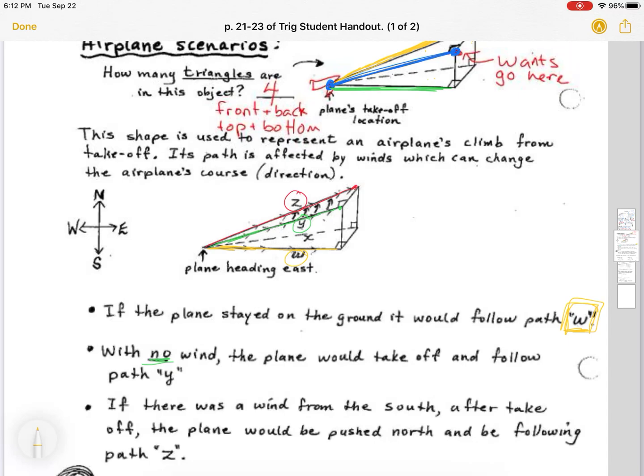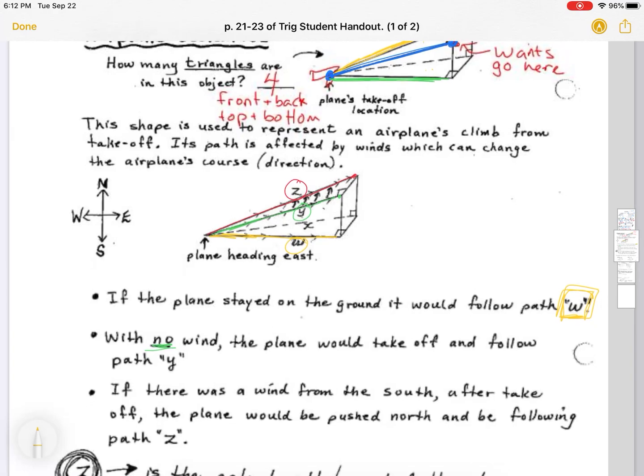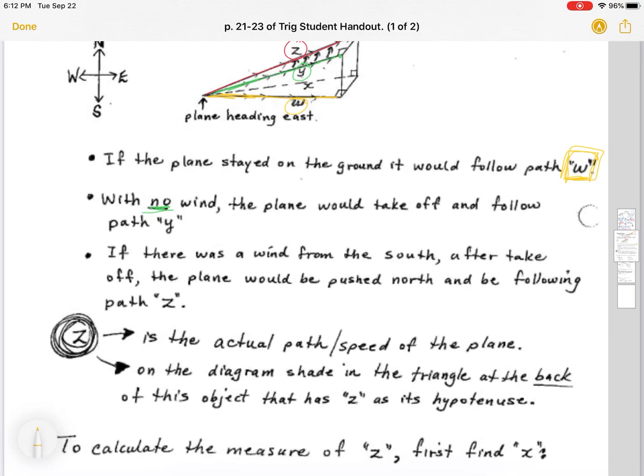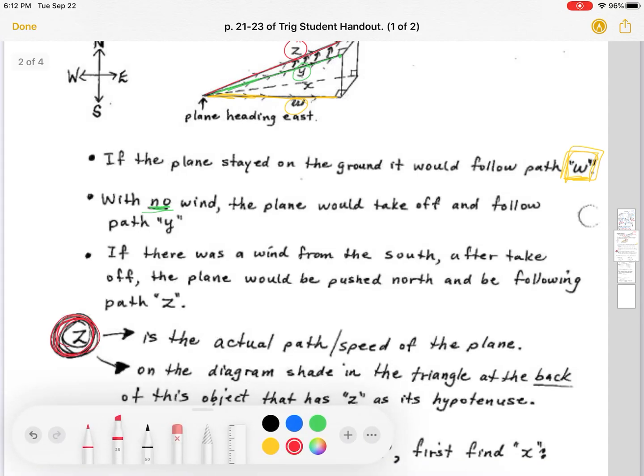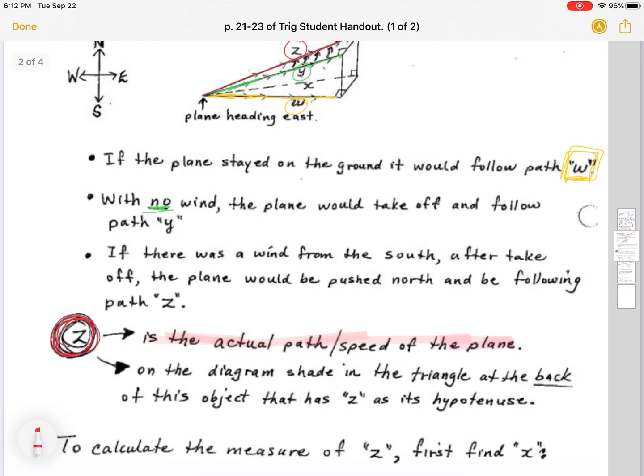Okay, there's also another path in there which is X. That's if it stayed on the ground and the wind was strong enough that it could push it over to the side. But if it's not off the ground, the wind is not going to be able to do it. So the actual path of the plane is Z. It's the actual path and speed of the plane.